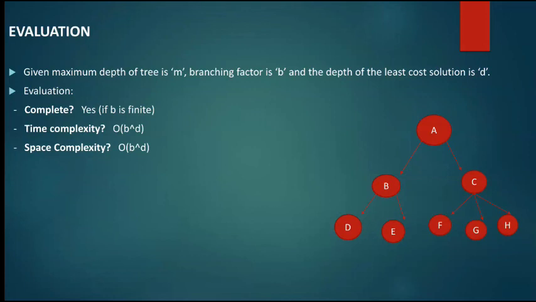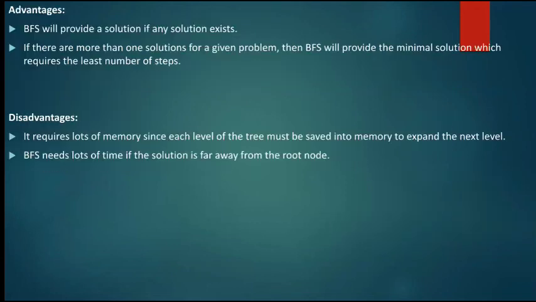Now next we'll see the advantages and disadvantages of this algorithm. So what are the advantages? Breadth first search or BFS will provide a solution if a solution exists. If the solution exists in the particular tree, then we will definitely find it, which we have seen. Now if there is more than one solution for a given problem, then BFS will find the minimal solution which requires the least number of steps. So it will basically give us the least cost path.